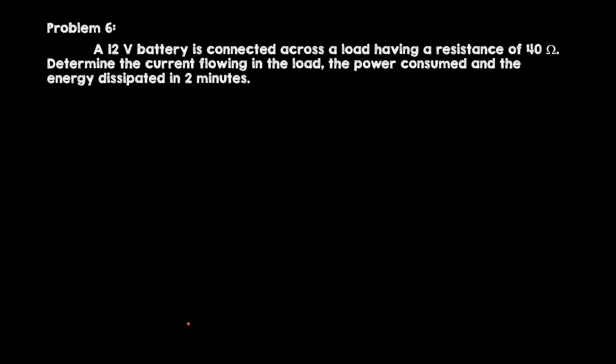A 12-volt battery is connected across a load having a resistance of 40 ohms. Determine the current flowing in the load, the power consumed, and the energy dissipated in 2 minutes. So we need to find 3 parameters: the current, the power consumed, and the energy dissipated.